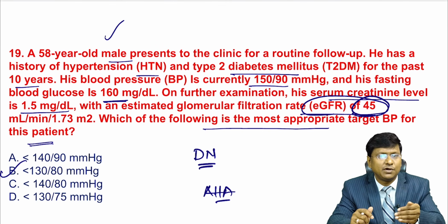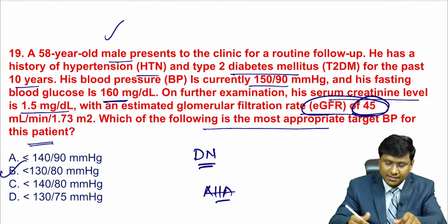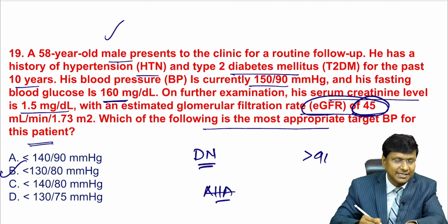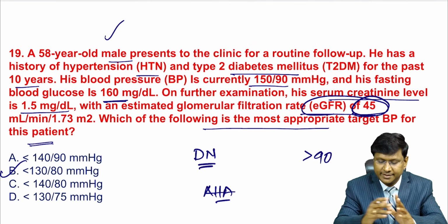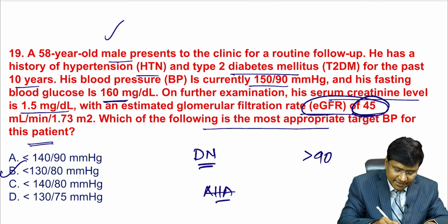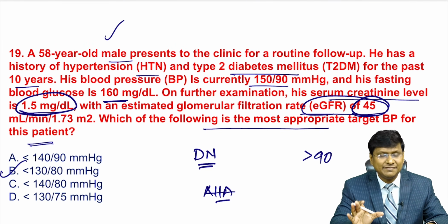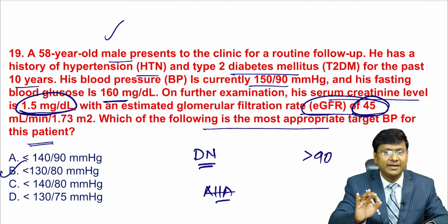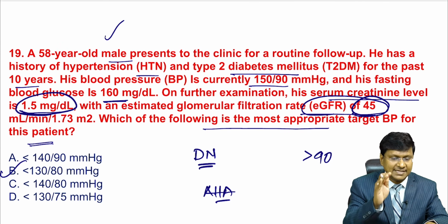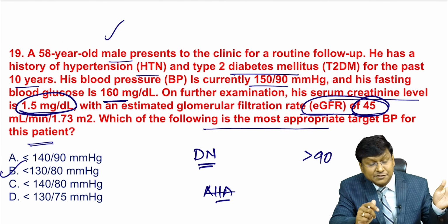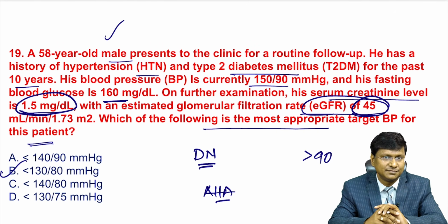The point suggestive of diabetic nephropathy is the GFR being reduced. The estimated GFR in a normal individual should be more than 90, around 90 to 120 ml per minute per 1.73 meter square, right? And the creatinine will be elevated in patients with diabetic nephropathy. So whenever there is diabetic nephropathy, the blood pressure should be strictly less than 130 by 80. If you don't maintain it, then there is progression of the diabetic nephropathy to end stage renal failure, right?